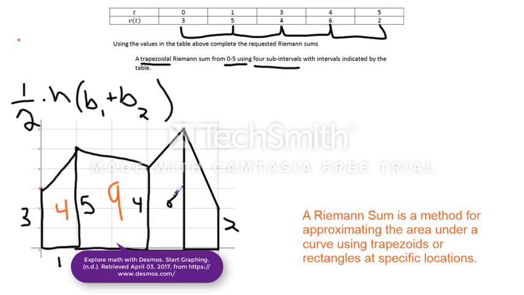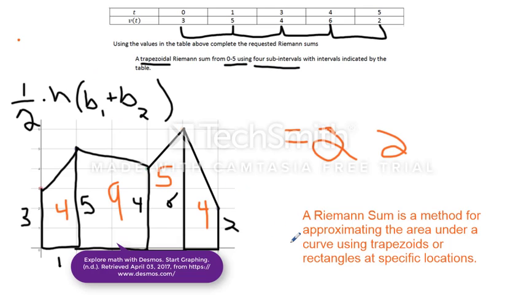Over here, 4 plus 6 gives me 10, times my height, which is 1, and then divided by 2. The area of this trapezoid is 5. And then for our last trapezoid, we end up with 6 and 2 as our bases, so that adds up to 8, times 1, which is our height, gives me 8 again, and then divided by 2, gives me 4. If I add all of these together, I'm going to end up with 22. So this is our approximation using the trapezoidal Riemann sum, an area of 22 underneath the curve.